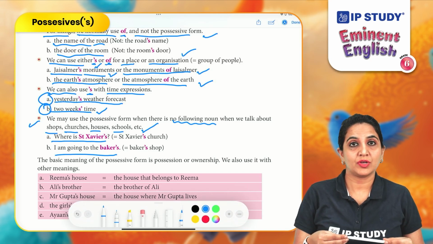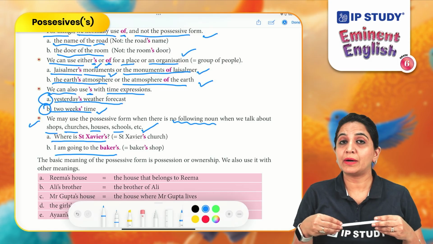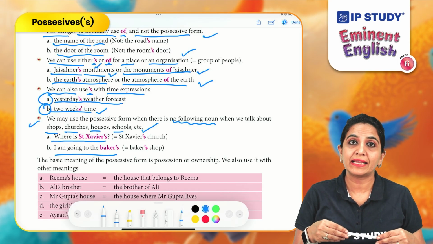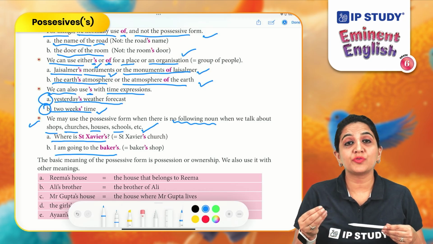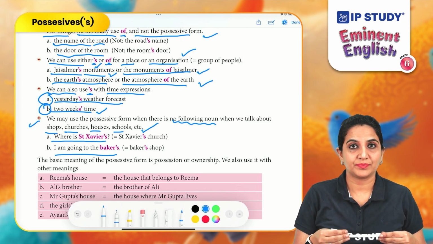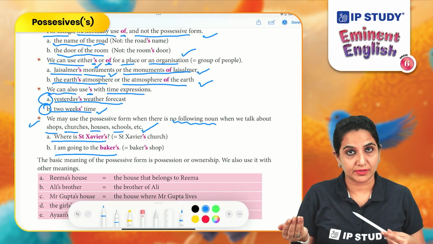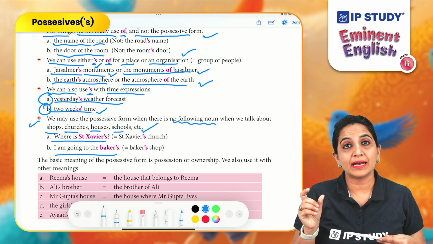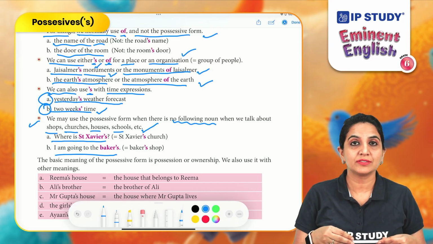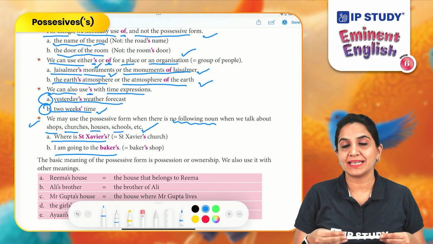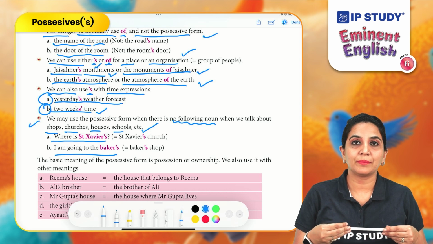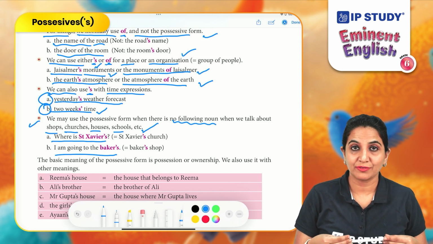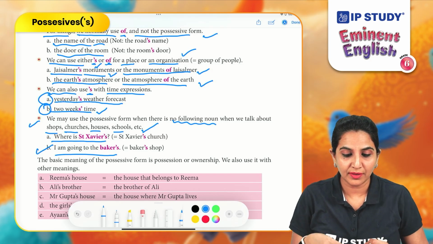St. Xavier's. So you know you're already talking about a church. So even if the noun church is absent from the sentence, you can use apostrophe and s with St. Xavier. Like, where is St. Xavier's? Similarly, baker's shop. Even if the noun shop is absent from the sentence, you can use apostrophe and s after baker, even when the following noun is absent. For example, I am going to the baker's.